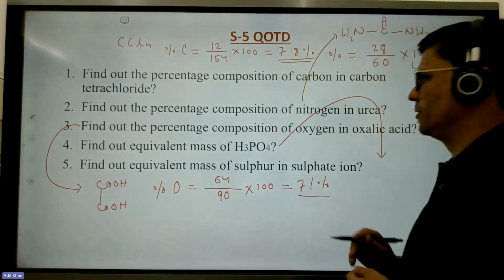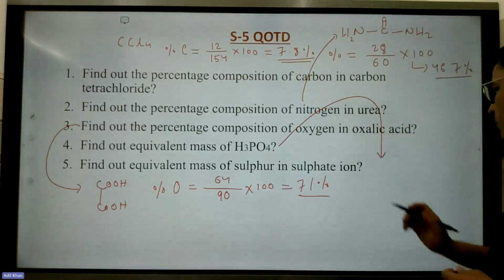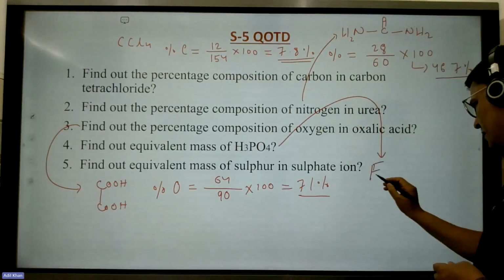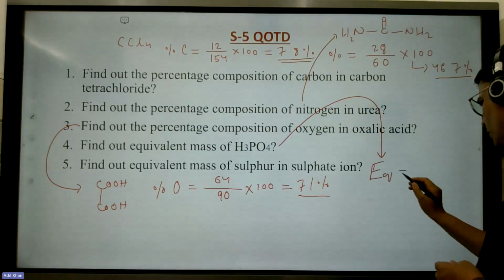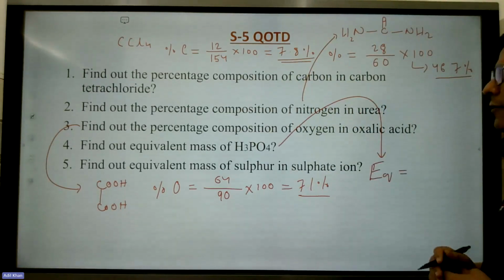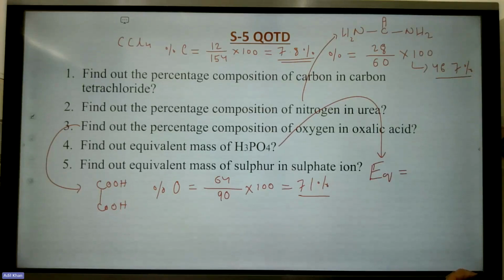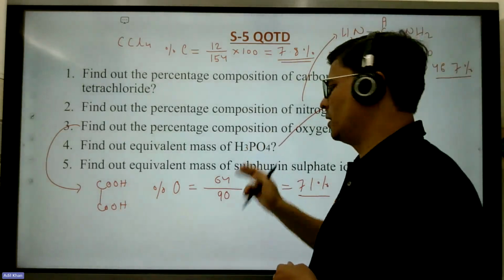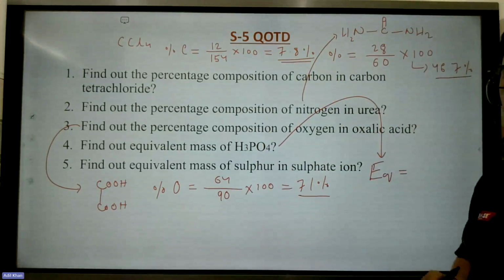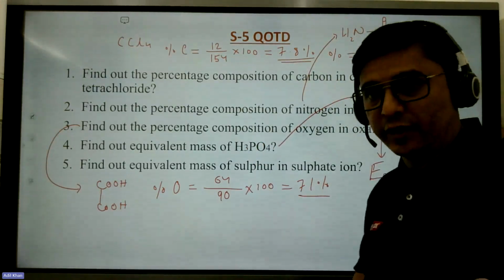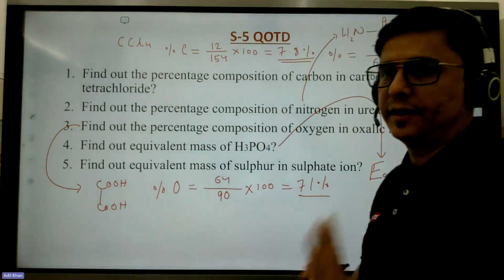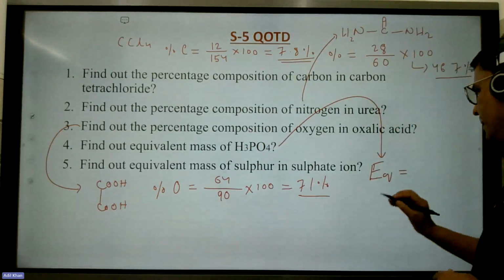Find out the equivalent mass of H3PO4. When you calculate the equivalent mass, I am just writing it as EQ, or E also I can write it. Before that, you have to calculate the molar mass of H3PO4. I think I have given you once. It is similar to that of sulfuric acid. What is the mass of sulfuric acid? 98, correct. So similar to that, this is 98.